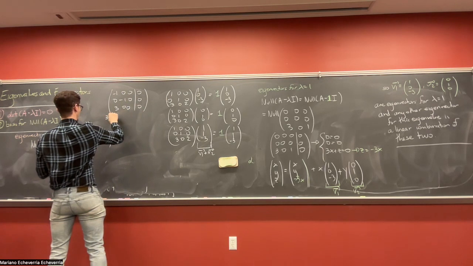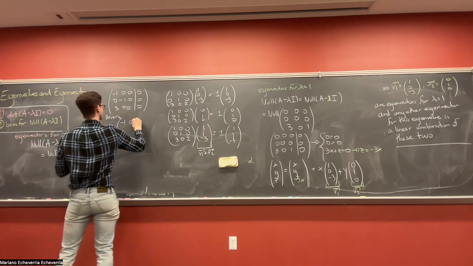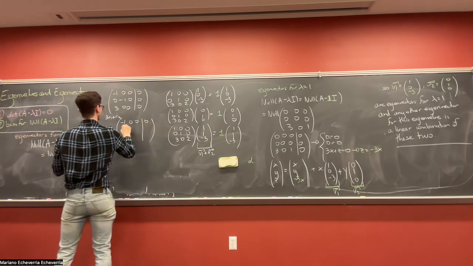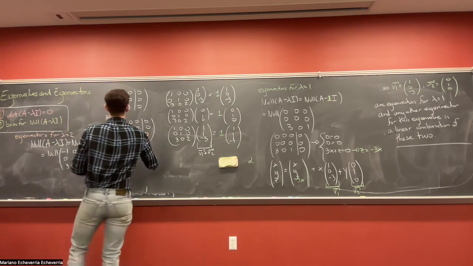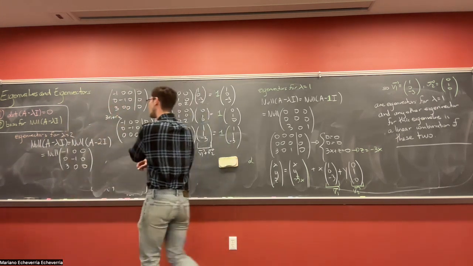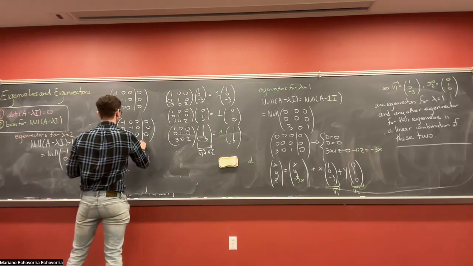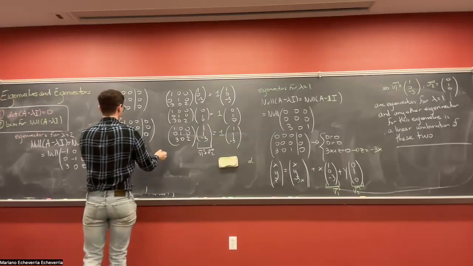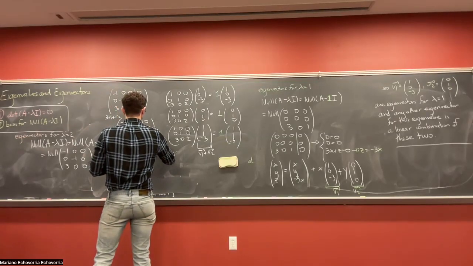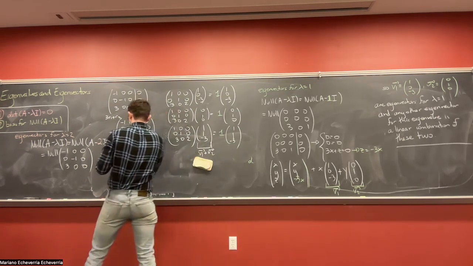Again, -1, 0, 0. Okay, and this is again a very simple homogeneous system. You get negative x equals 0, negative y equals 0, and 0 equals 0. So what does that tell you? That x has to be 0 and y has to be 0, right?